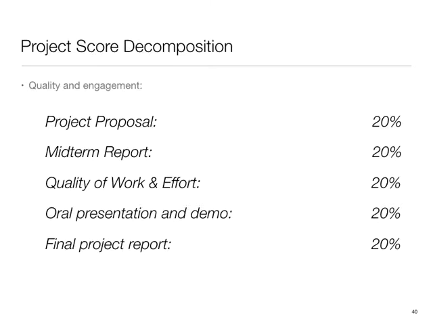The grades are split this way: project proposal, so that's the first 2 weeks, week 3 and week 4, 20%. The midterm report, when you are standing up in the class, is 20%, and the rest is split between quality of work, effort, oral presentation and demo, and the final project report.